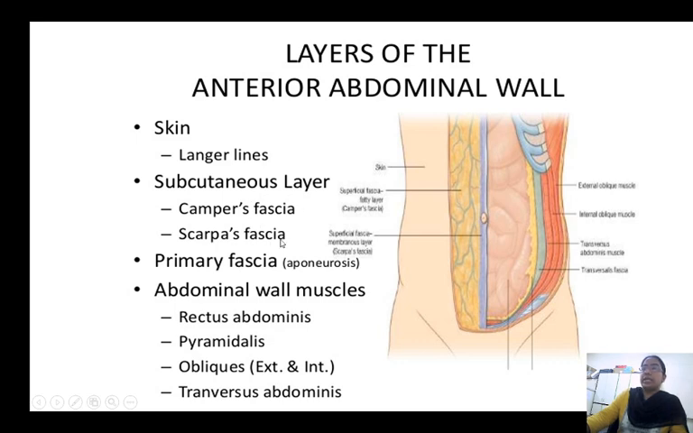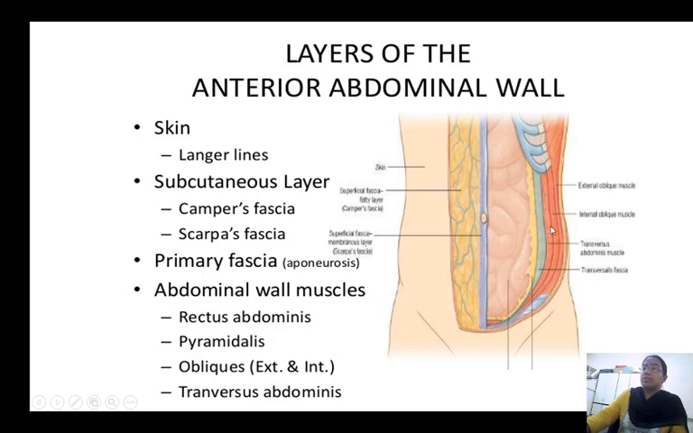Along with it, in the same plane, we will also get the aponeurosis of the muscles, that is external oblique, internal oblique, and transversus abdominis, which we will discuss later in the class. So that aponeurosis will be lying in this part. After this, we will come across the abdominal muscles.